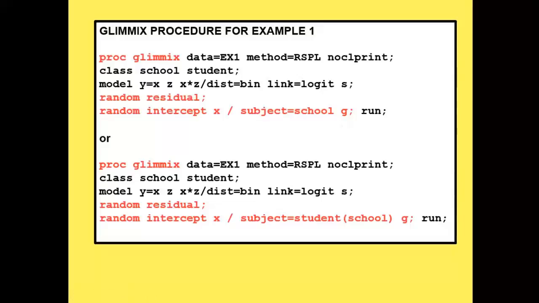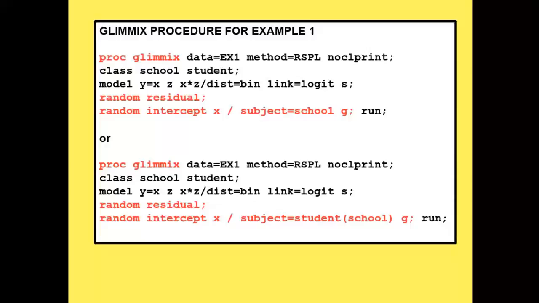G stands for the G matrix. It's asking the computer to give you an estimate of the G matrix. So your R matrix is independence, and your G matrix is a 2x2 G matrix. And so I've taken what is a multi-level model, and I've written the code for that. And I've basically said subject equal to school.